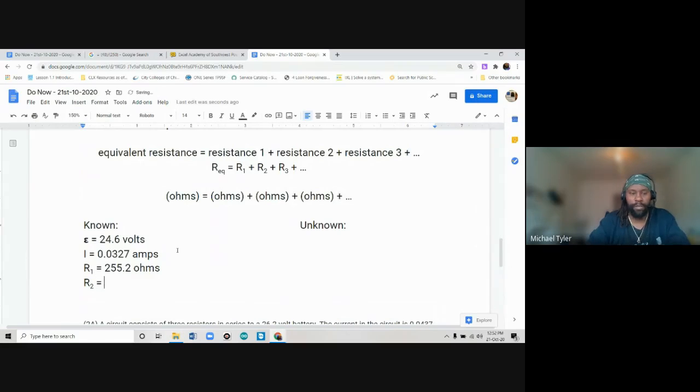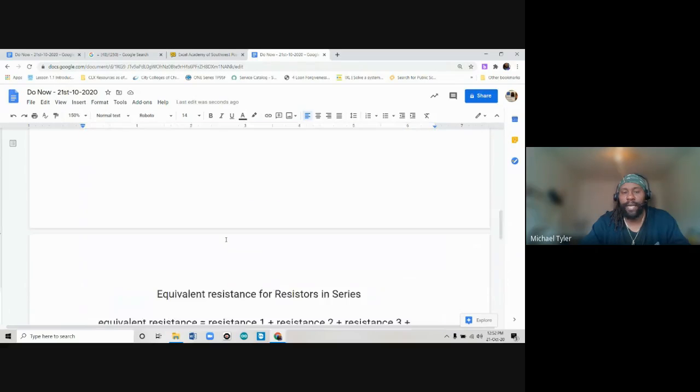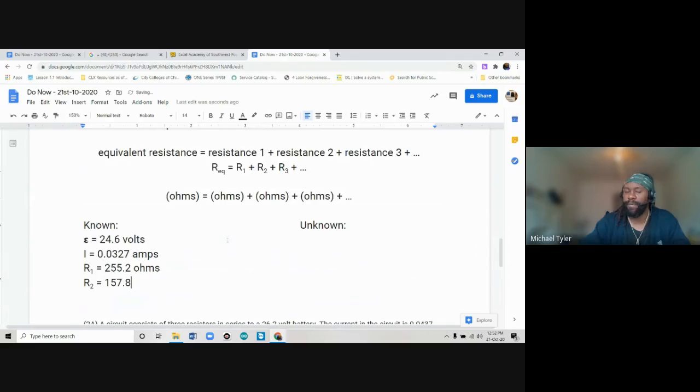R2 is equal to, let's see here, what was that? It was like 157.8 ohms. And now we have to still define what we're looking for. So in part A, the problem is asking for, let's come here, I can just put R3, so 3. You gotta make sure you do subscripts and stuff like I'm doing, everybody. Some number we're gonna calculate in terms of ohms.